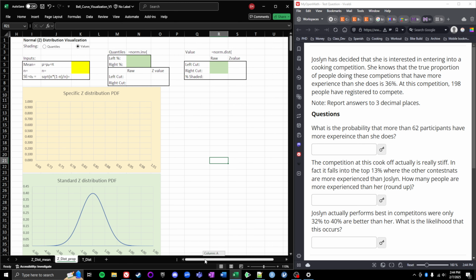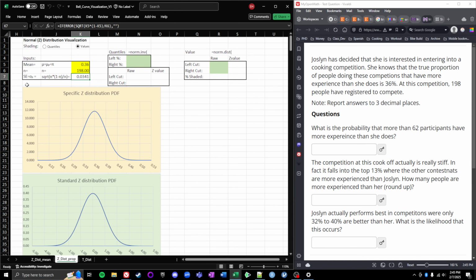So the first thing I want to do is establish what my true population proportion is and what my sample size is. Over here, I'm going to say that my true population proportion is 36%, because it told me that is the true proportion of people who have more experience than she does. And the sample size that we're looking at is 198. I have this already calculating our standard error, or sigma with respect to the proportions.